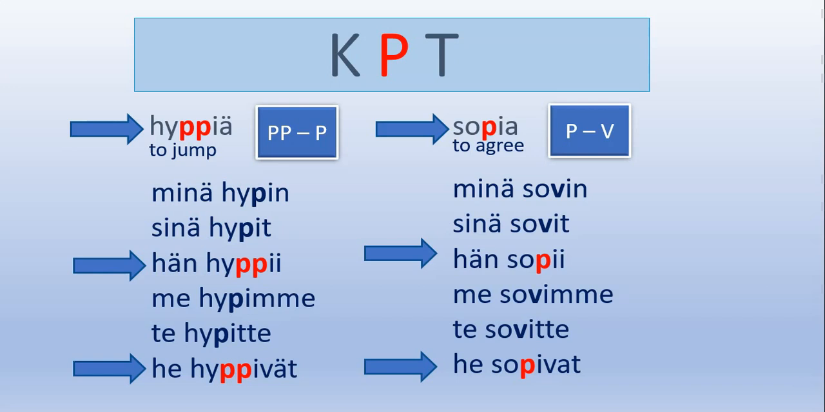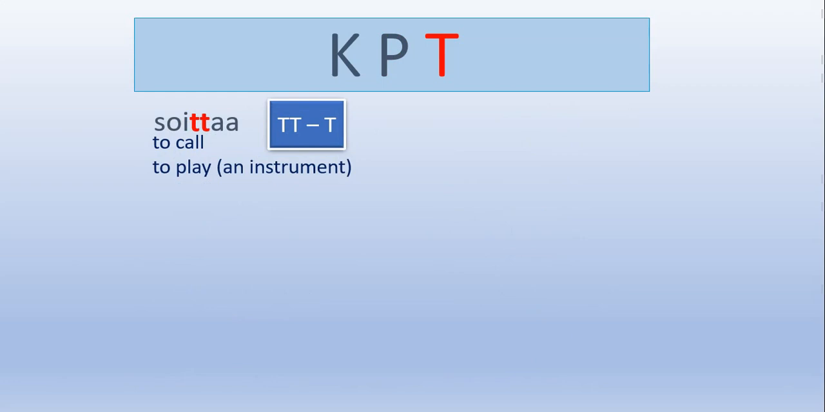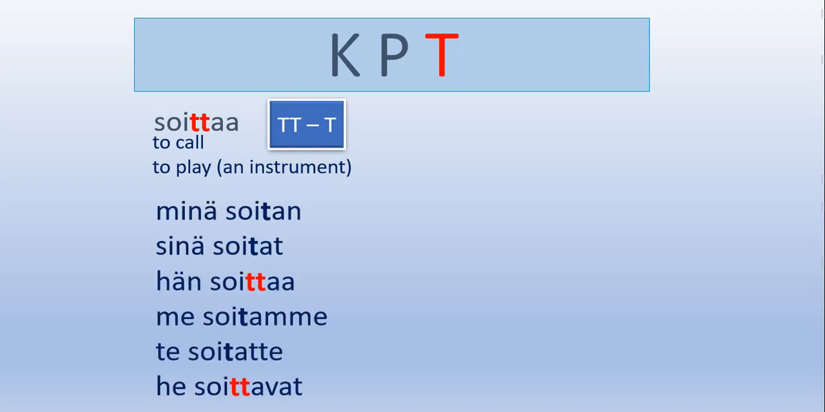Let's see what happens with double T. The verb soittaa can mean either to call or to play an instrument. And here you can see that the double T changes into one single consonant T. Minä soitan, sinä soitat, hän soittaa, me soitamme, te soitatte, he soittavat. And again, the strong form follows the same pattern.